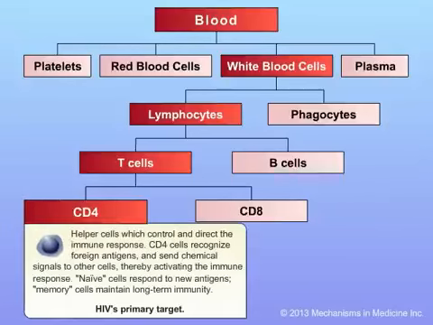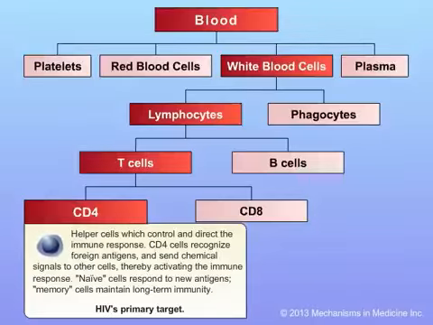CD4 cells are called helper cells. These are cells that can control and direct the immune response. CD4 cells recognize foreign antigens and can send chemical signals to other cells, thereby activating the immune system.